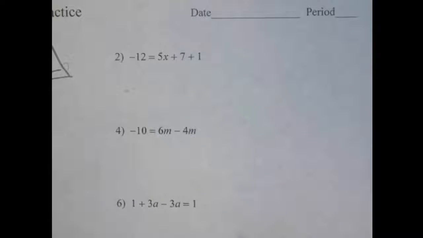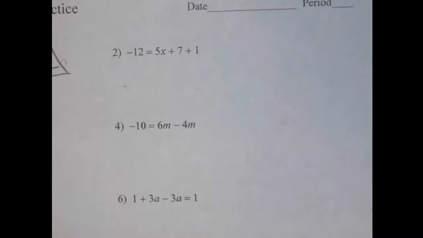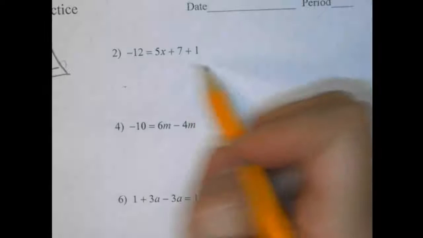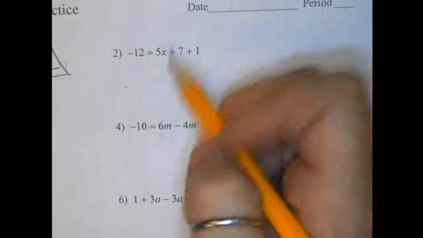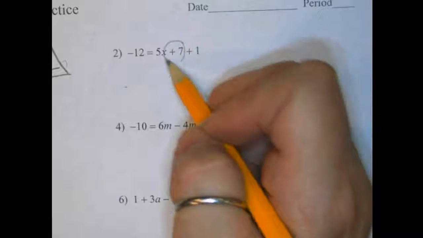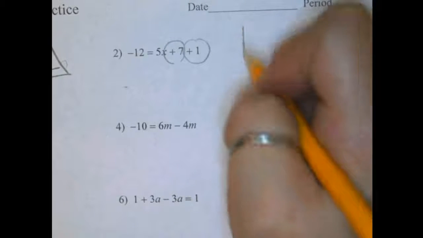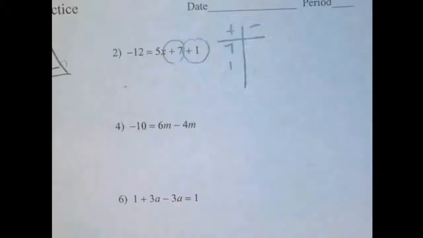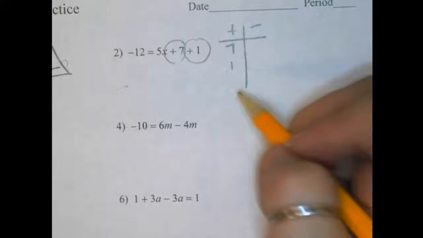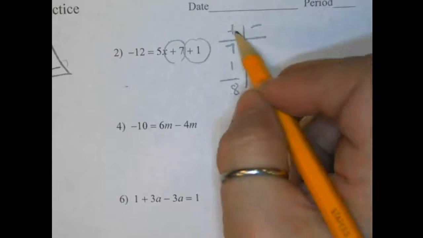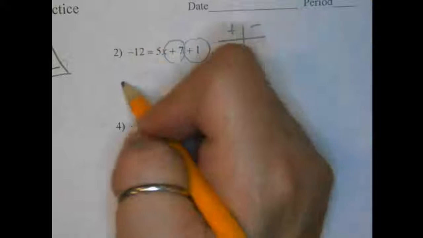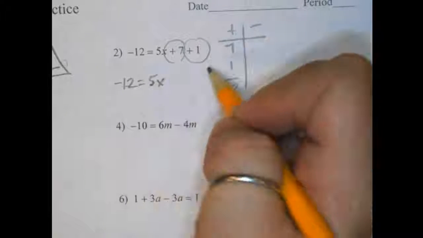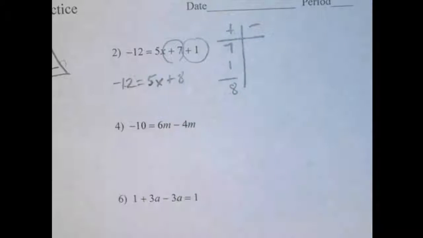All right, guys, so let's look at this. Because this might throw some of you for a loop, okay? So I have like terms, but my like terms are on the right side this time, right? So I'm going to look over here, and I have a plus 7 and a plus 1. So if I'm using my column method here, right, I have a 7 and a 1. And they're on the same side, so I'm going to add them. They become positive 8, okay? So that gives me negative 12 is equal to 5x plus 8. Okay?